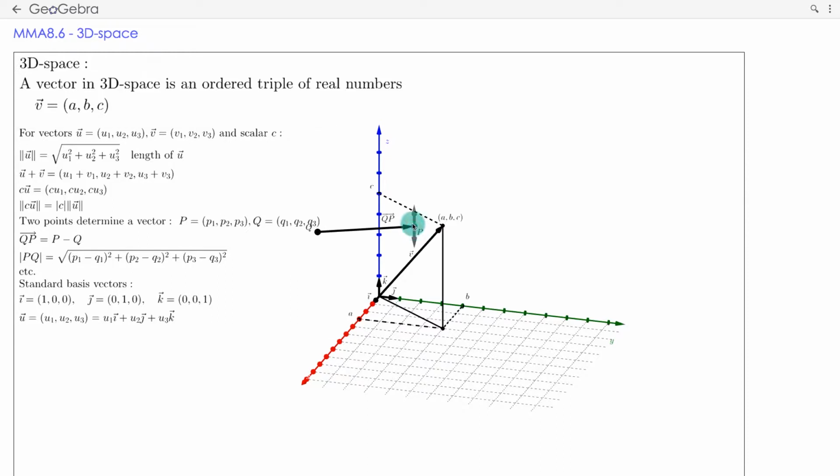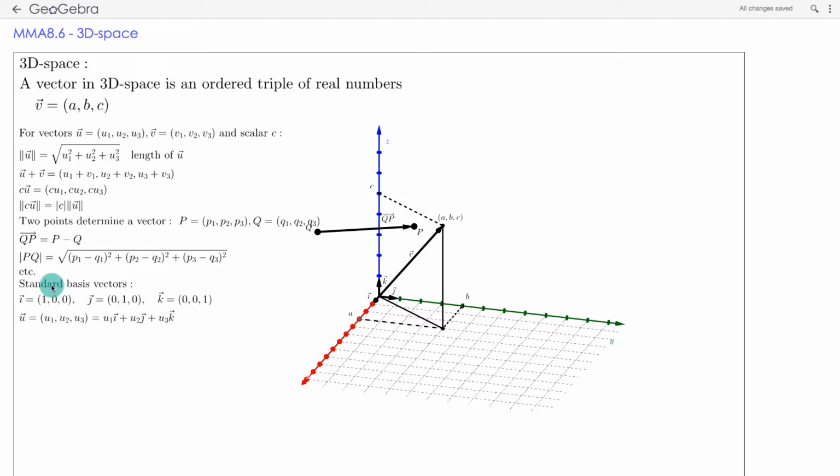you have this point here, and a vector A, B, C is just you go out A along the x-axis, B along the y-axis, and C along the z-axis, right? And then you end up here, and then you have an arrow here.